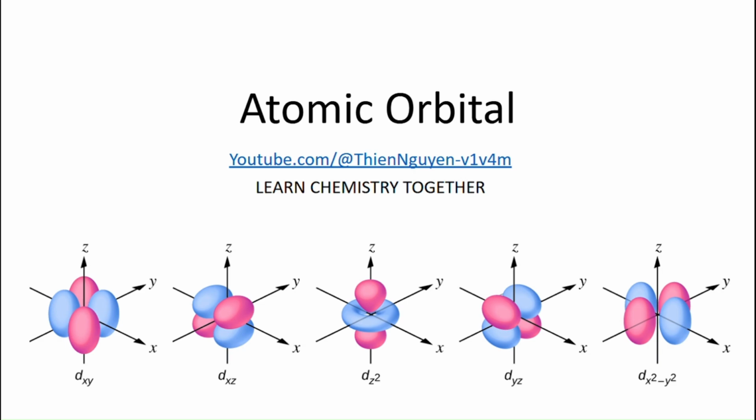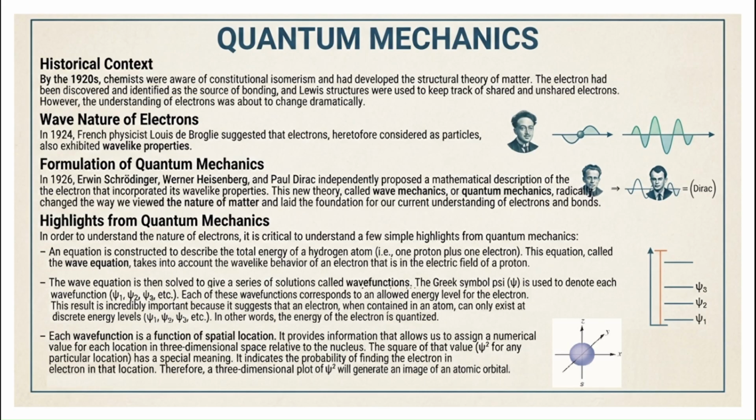This video is about atomic orbitals and quantum mechanics. By the 1920s, chemists were aware of constitutional isomerism and had developed the structural theory of matter. The electron had been discovered and identified as the source of bonding, and Lewis structures were used to keep track of shared and unshared electrons. However, the understanding of electrons was about to change dramatically.